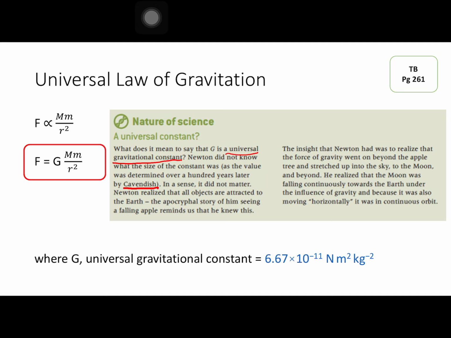And this G, that constant, the universal gravitational constant, is 6.67 times 10 power minus 11 newton meter square per kg square. This constant here can be found in your data booklet. The first few pages of your data booklet, flip to it now. See, can you find it? Alright.